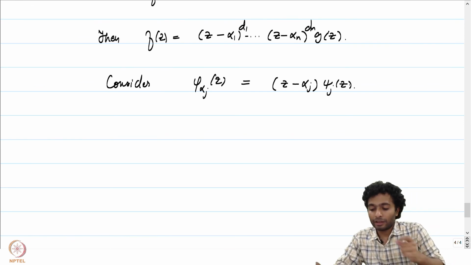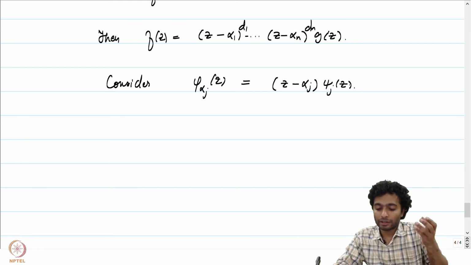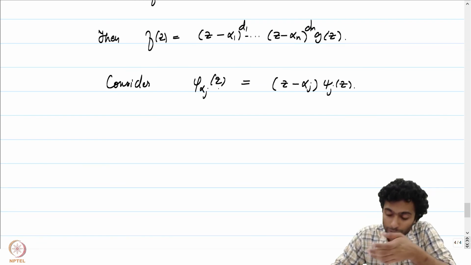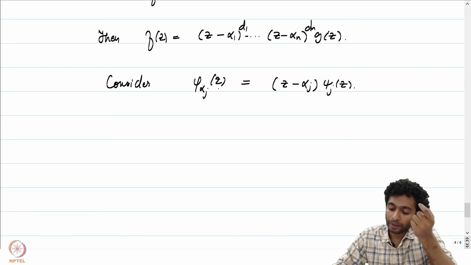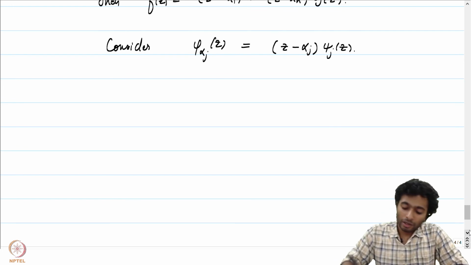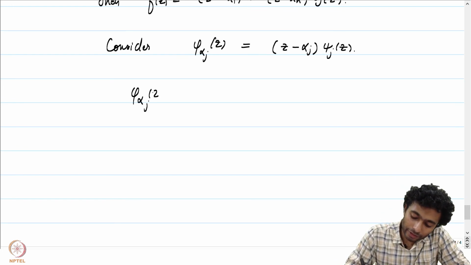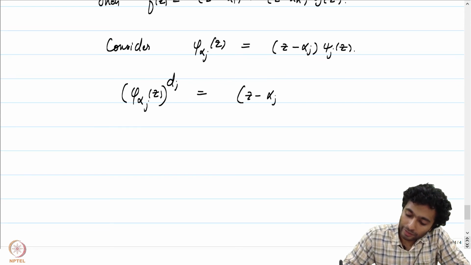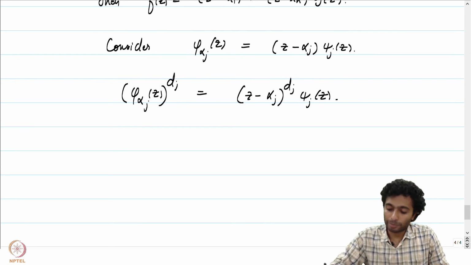Remember that if psi j vanishes at some point in the unit disk, then phi alpha j also vanishes at that particular point. However, for z not equal to alpha j, phi alpha j of z is not equal to 0, and therefore psi j of z is not equal to 0. And at the point z equal to alpha j, we have just noted that it's a simple 0, and therefore psi j is not going to vanish. Now phi alpha j of z to the power dj is equal to z minus alpha j to the power dj times psi j of z to the power dj.